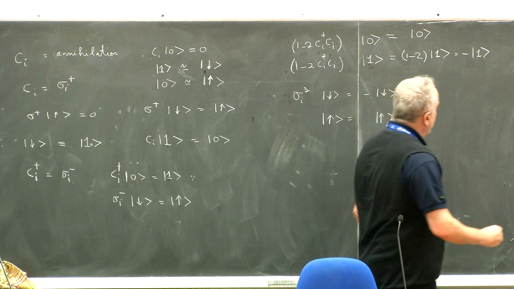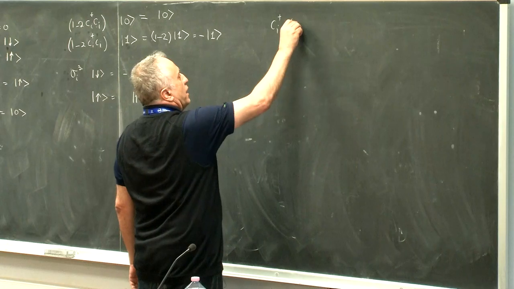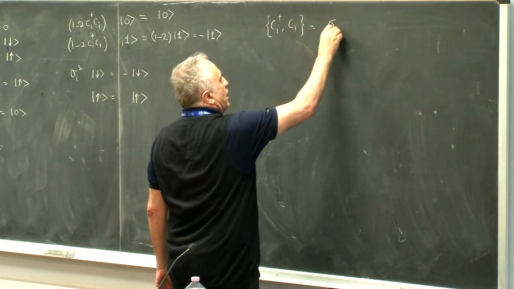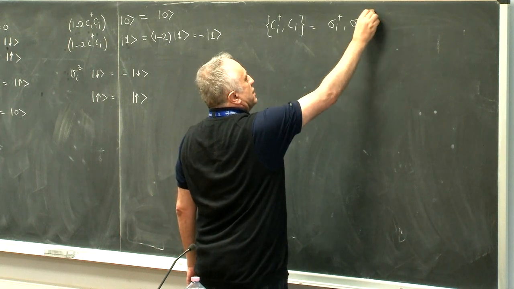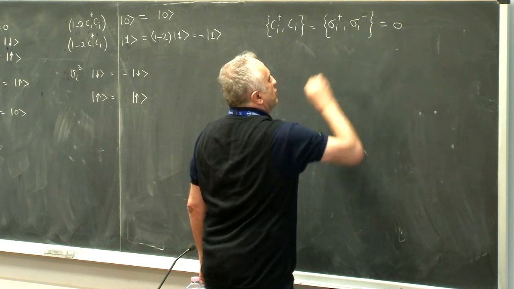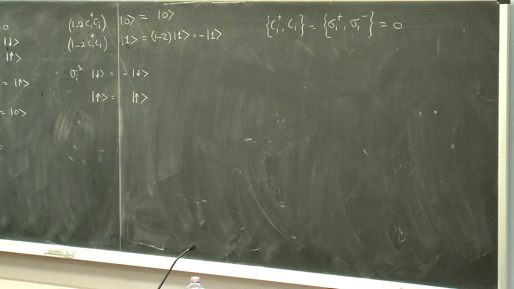Finally, the anticommutator of C_i and C_i dagger is the anticommutator of sigma_i plus and sigma_i minus, and it is zero. Everything okay?